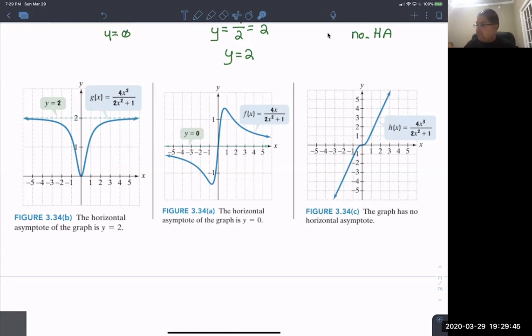Now, in the last example, the degree of the numerator is larger than the degree of the denominator, so I do not have any horizontal asymptote. I have no number that the output is approaching.